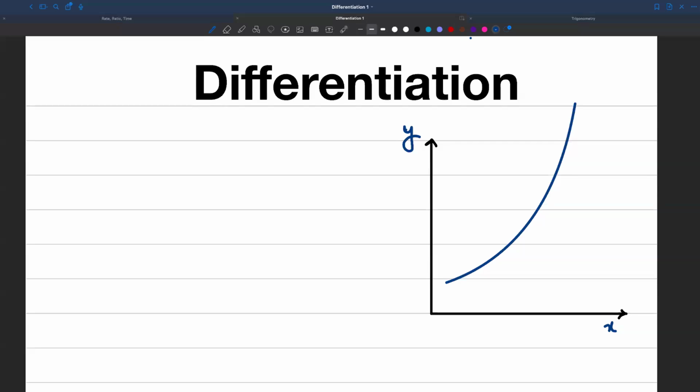The first thing is, before we move on to any calculation or anything, what exactly is differentiation? When we talk about differentiation, what we actually are studying is change. Change in what? Change in anything. It could be the change in height, change in population, change in distance.